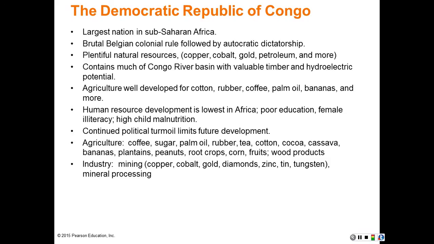Agricultural products include coffee, sugar, palm oil, rubber, tea, cotton, cocoa, cassava, bananas, plantains, peanuts, root crops, corn, fruits, and wood products as well, with industry primarily based on mining of a variety of minerals that are available, as well as processing of those minerals.